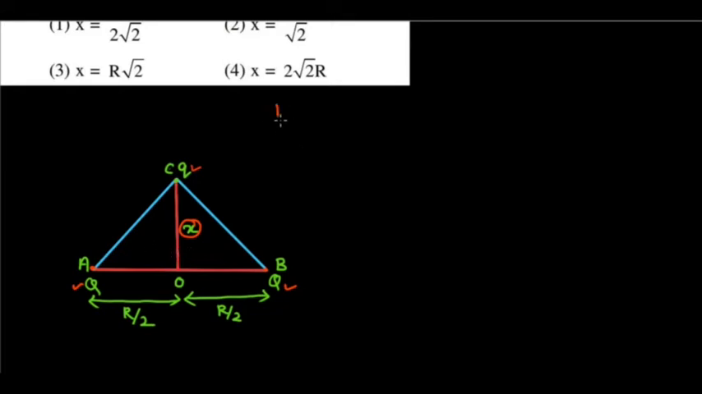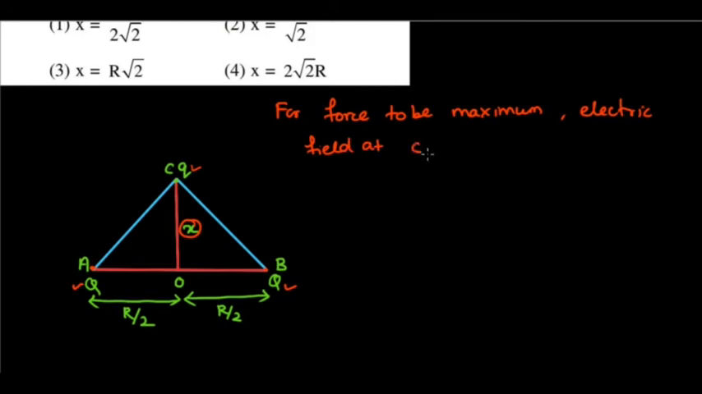So students, remember that for force to be maximum, the condition is that the electric field at C should be maximum, because we know that if at a place we have a charge q and E is the electric field there, then the force experienced by the charge at that point is q into E. So if E is maximum, then definitely the force will be maximum. So let us first find the expression for the electric field at this point C.